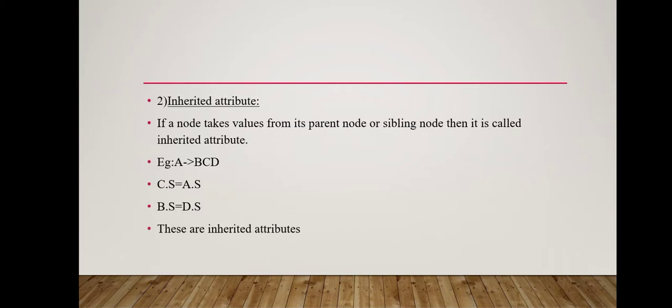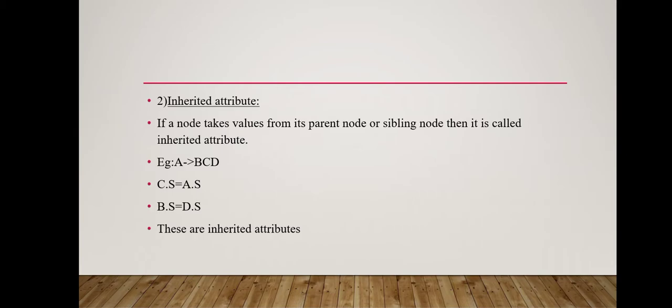Then the second type of attribute is inherited attributes. We have learned what a synthesized attribute is, the attribute which accepts value from its children nodes. So in an inherited attribute, the node takes or accepts values from its parent or its sibling nodes. The node or the attribute which accepts a real value from its parent node or sibling node is called an inherited attribute.